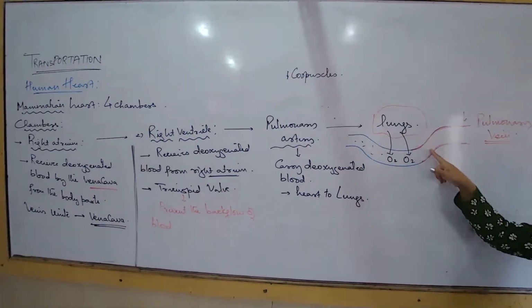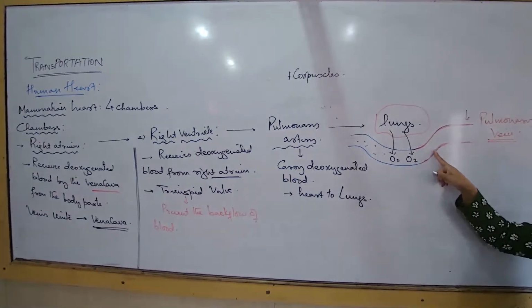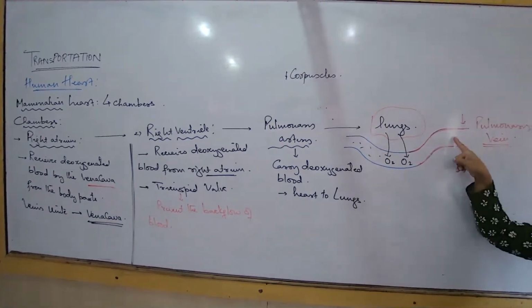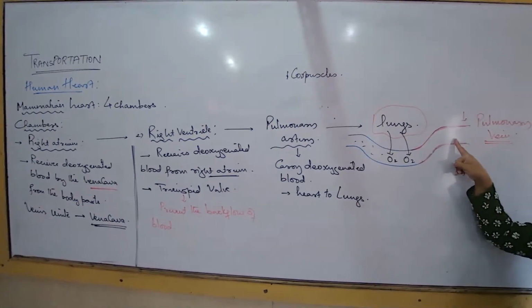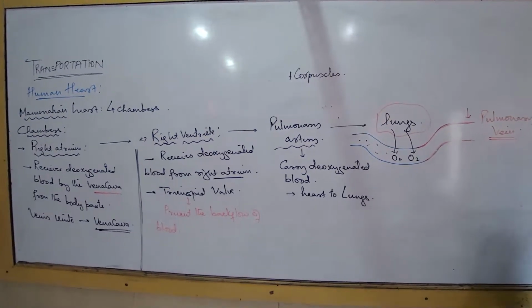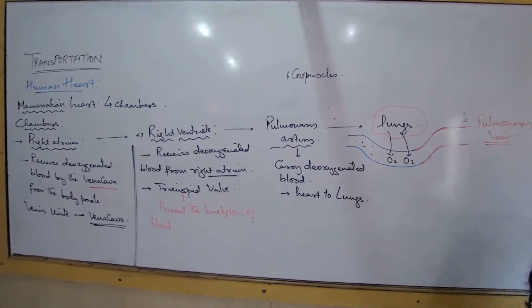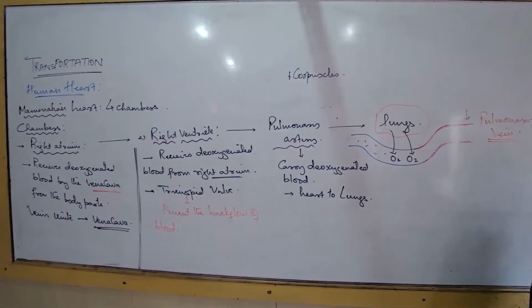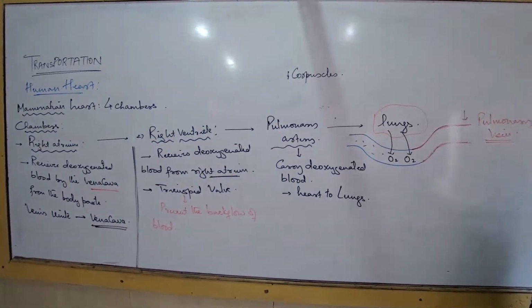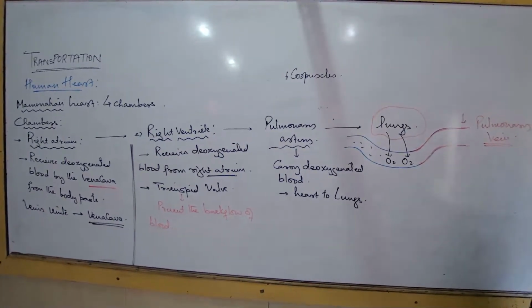And all these blood vessels unite together near the lungs to form a big vessel. What is this vessel now known as? Pulmonary vein, which is carrying the blood back to the heart again. But to which chamber? The left auricle. To the left auricle. Is this clear?